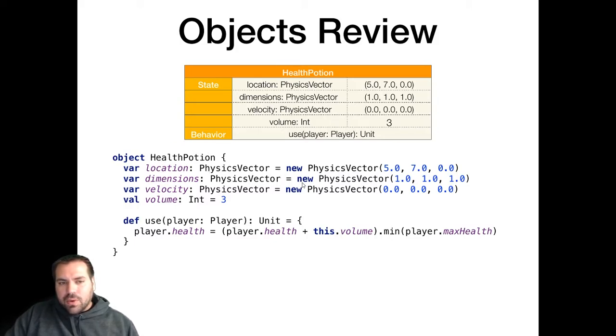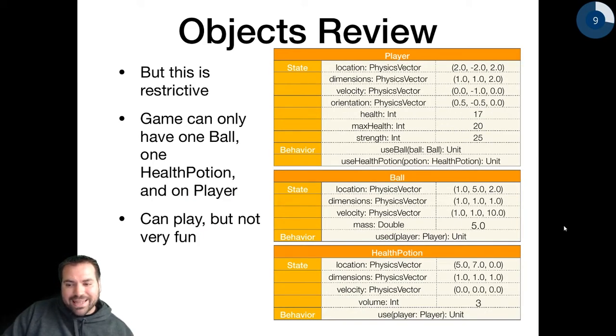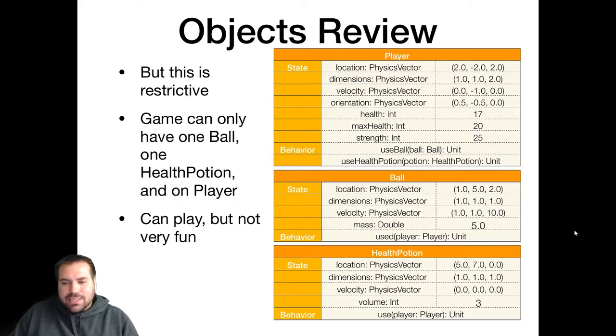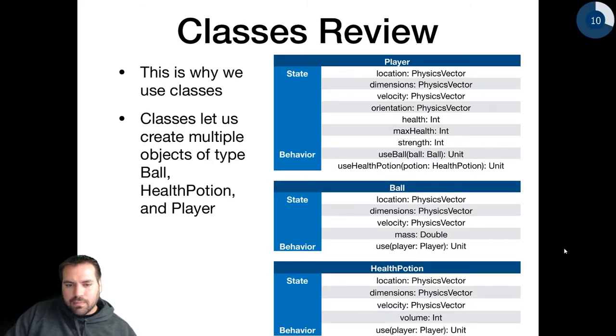When I create new health potions from the class, I can store a reference to that object in a variable with any name that I want. But they behave exactly the same. If I created a math class and created new instances of the math class, they would behave exactly the same as if I did math dot my methods. So this is why we use classes, multiple objects of the same type.